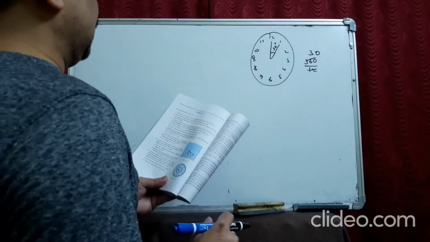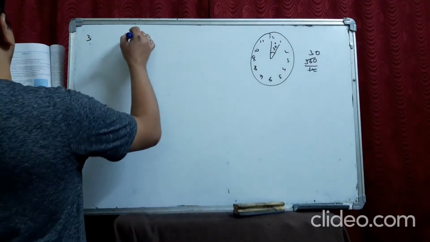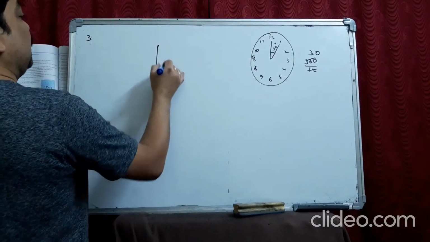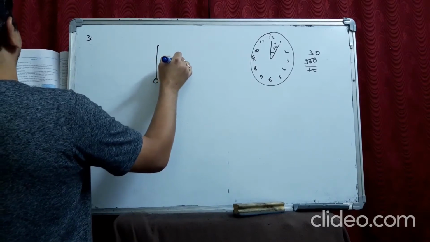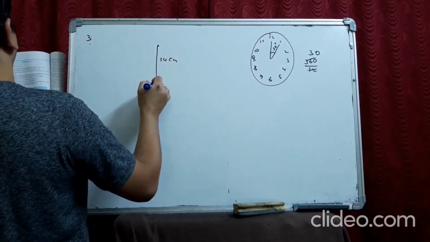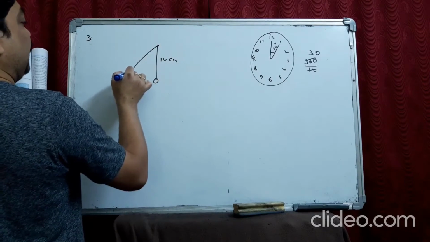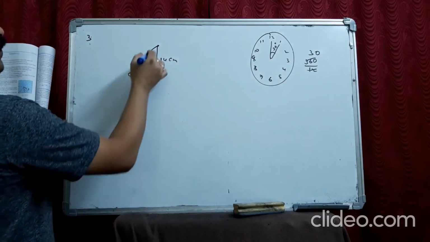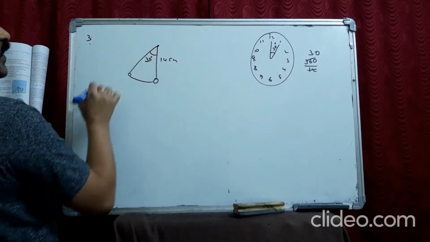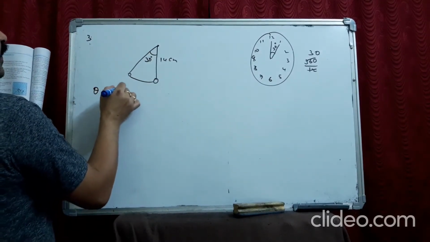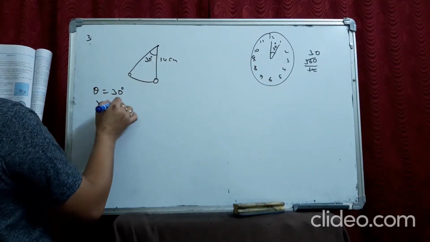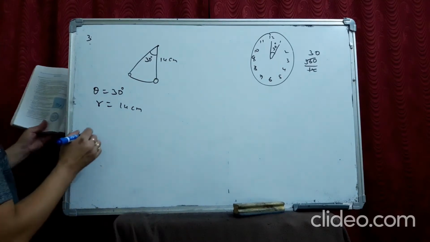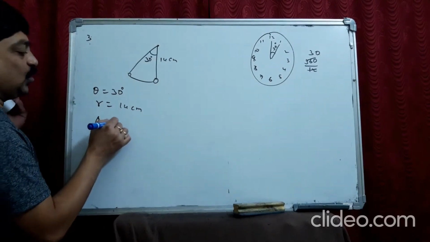What did they ask us? The length of a minute hand. Length of a minute hand is taken as, that means this length is taken as 14 centimeter. The area swept by minute hand in 5 minutes. In 5 minutes you have to find out the area. This area you have to find out. In 5 minutes the angle will be 30 degrees. Theta is 30 and this has to be taken as radius. Radius is 14 centimeter, and you are asked to find out the area of that sector.